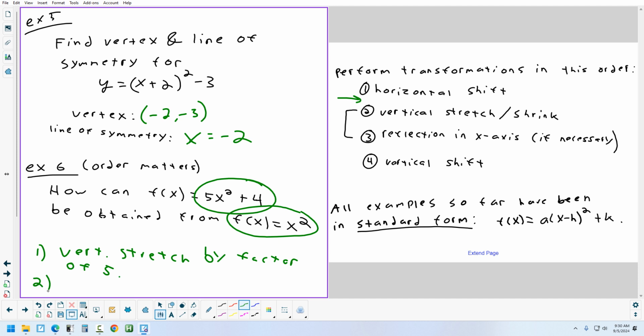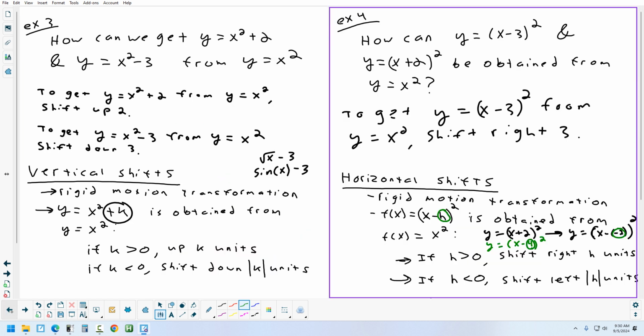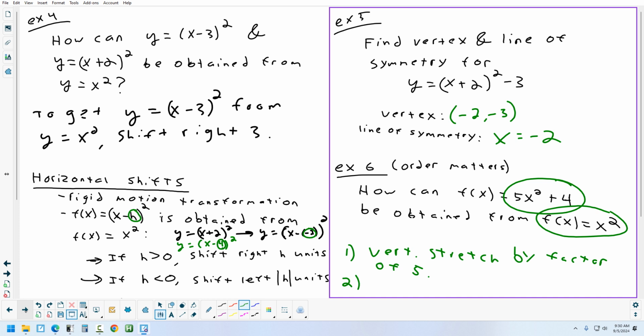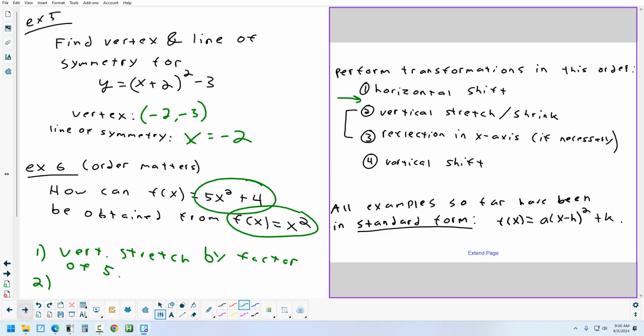Reflection in the x-axis. How about Cecilia? Do we have a reflection in the x-axis? No. If we had a reflection in either the x or the y, we would either have a negative in parentheses with the x, or we would have a negative in front of the entire function. So no, we don't have any reflection. So now the fourth one, vertical shift.